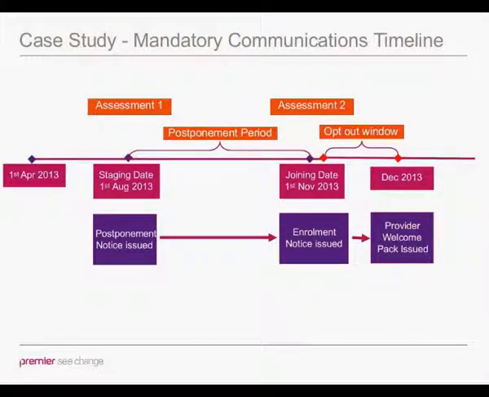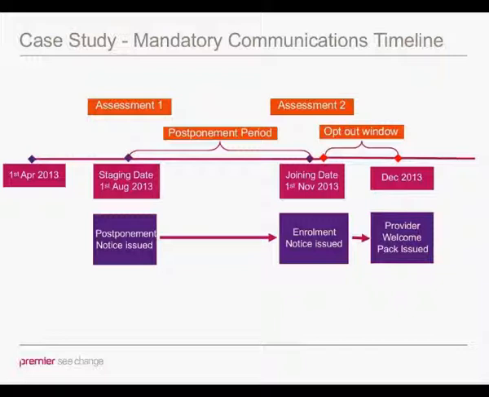What do you have to do? And we're basically working this back again to our case study. So essentially, we're starting from 1st of April as the launch of our communication campaign. The employer's staging date is the 1st of August 2013. They're applying postponements, so they're not actually starting to auto-enrol employees for 3 months. So the actual enrolment date is the 1st of November 2013. And essentially, they've got a period of time that they can opt out, which is 30 days from when they're enrolled or they receive their communications, whichever is later. So you've got a period of activity taking place here.